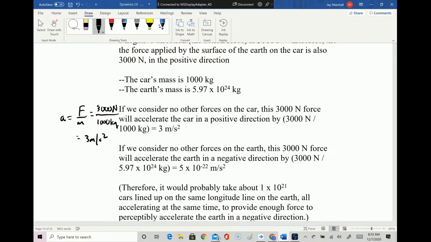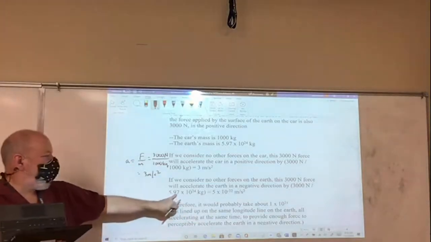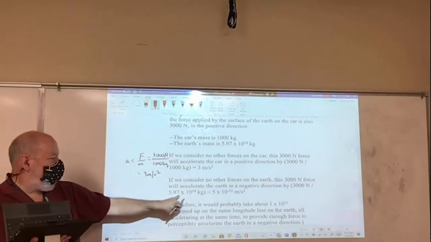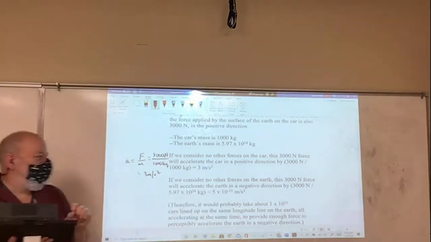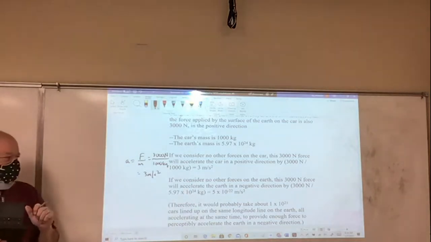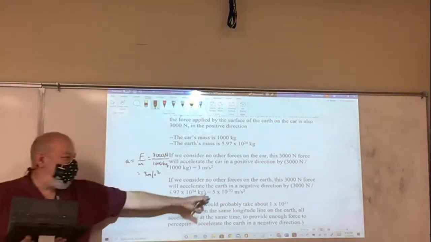If we consider no other forces on the earth, this 3,000 Newton force will accelerate the earth in a negative direction. 3,000 divided by 5.97 times 10 to the 24th kilograms gives me 5 times 10 to the negative 22nd meters per second squared. How much is that acceleration going to affect the Earth's rotation? Huge amount, right? It's not going to affect it at all, is it?